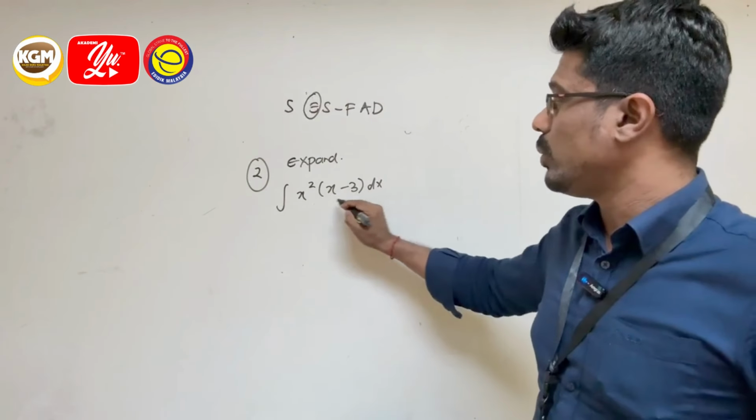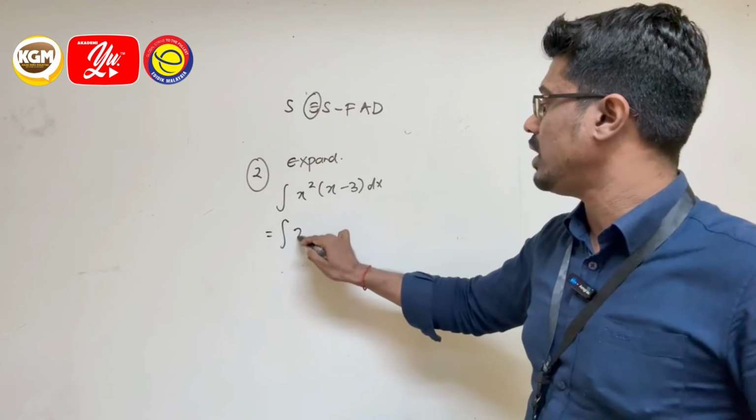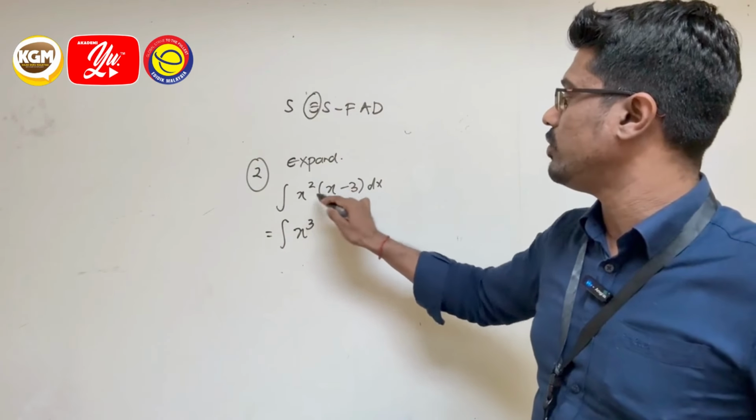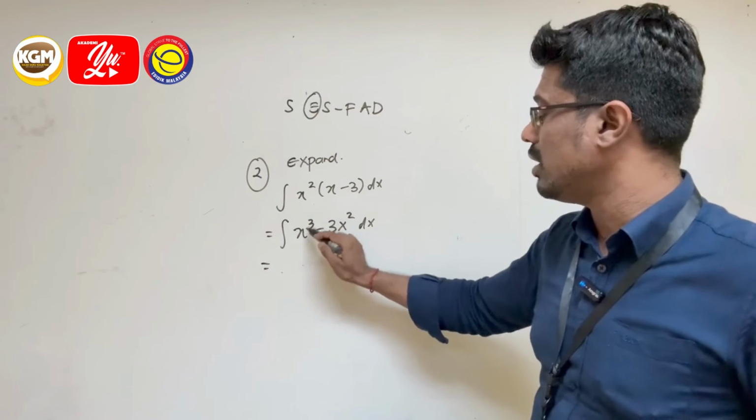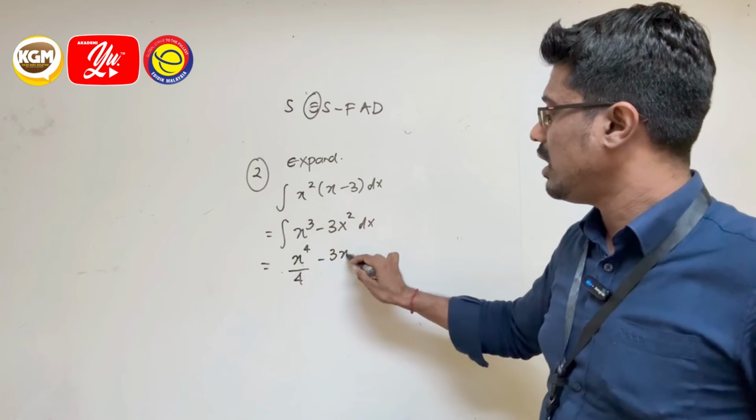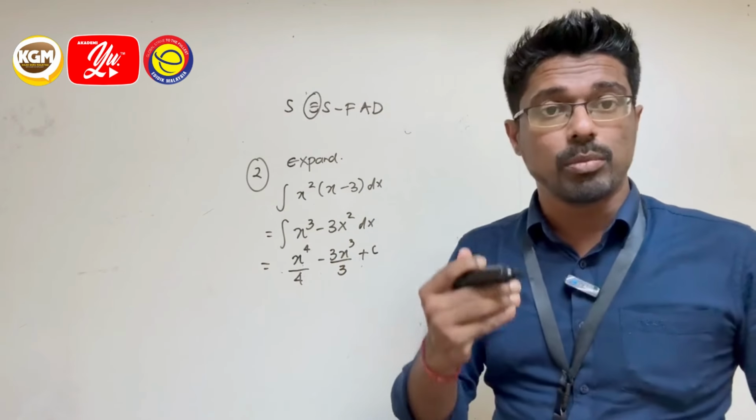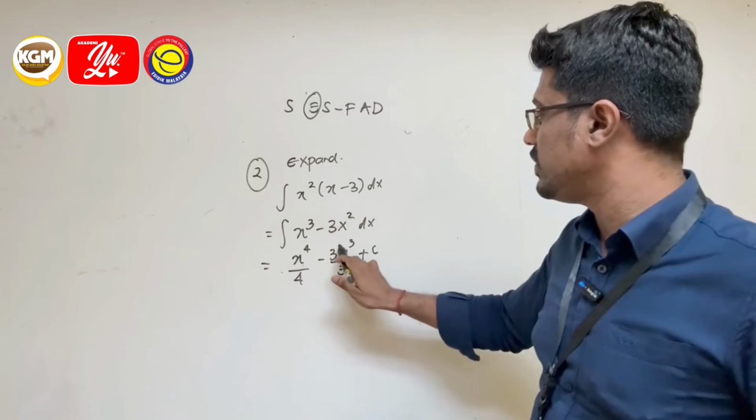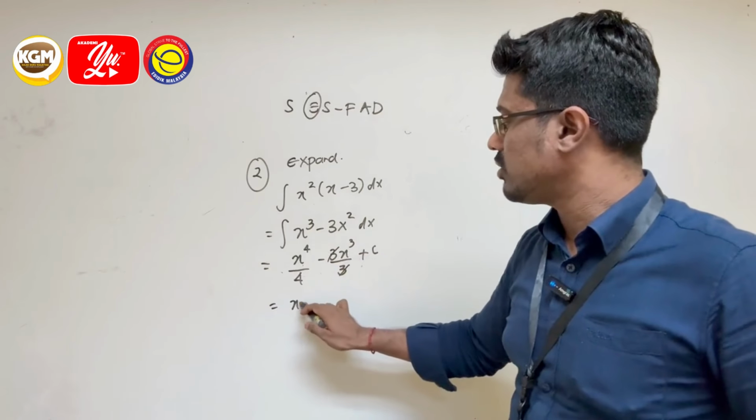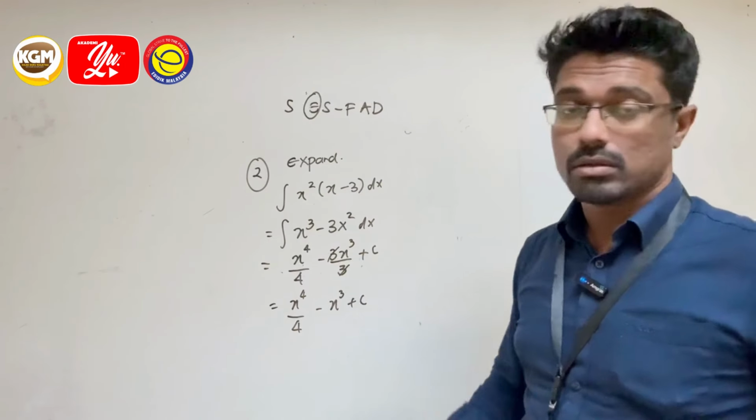This one you know very well, you can go and expand. So here, x cubed minus 3x squared, a lot of indices. And of course, from there you can straight away integrate term by term. So this one will now become x power 4 over 4 minus 3x cubed over 3 plus c. And of course, I need to make sure my final answer is in simplified form. This one is going to cancel. You're going to get x power 4 over 4 minus x cubed plus c.